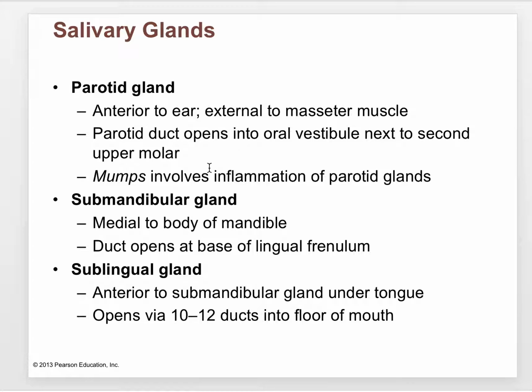When you have the mumps, it involves an inflammation of the parotid glands. You get those swollen cheeks. You have a submandibular gland, medial to the body of the mandible. Its duct opens at the base of the lingual frenulum. And the sublingual gland is anterior to the submandibular gland under the tongue.